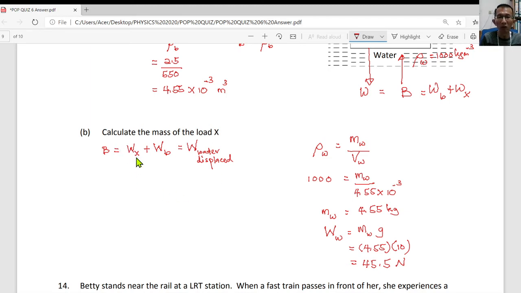So what is Wx equal to? That would be the mass of x multiplied by the gravity. Correct? And then the weight of the wooden block, that would be the mass of the wooden block multiplied by the gravity, equals the weight of the water displaced. We have just calculated it just now, and it happened to be 45.5 Newton.